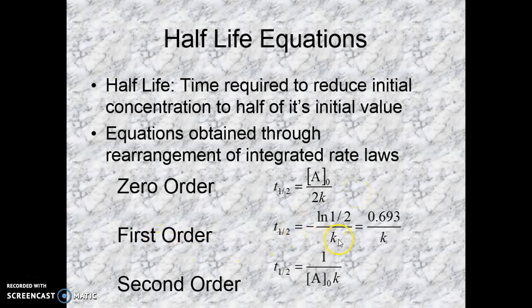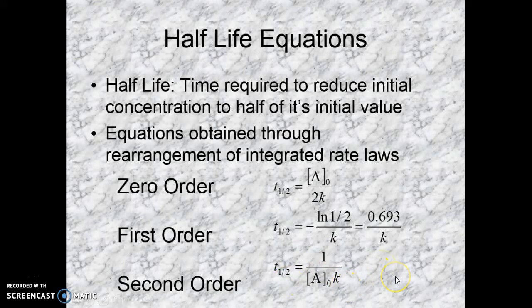For 1st order, it is simply the negative of the natural log of 1/2 divided by k. Well, the natural log of 1/2 is 0.693. So notice for 1st order, the concentration is actually not an issue. The half-life is whatever 0.693 divided by the rate constant is. And then for 2nd order, the half-life is 1 over the concentration of A times the rate constant.